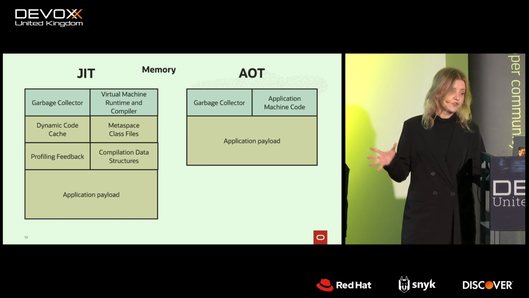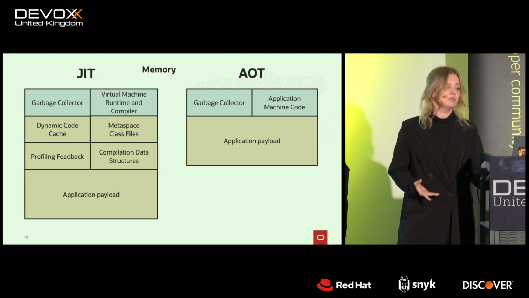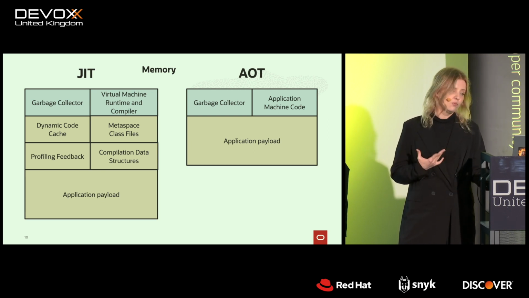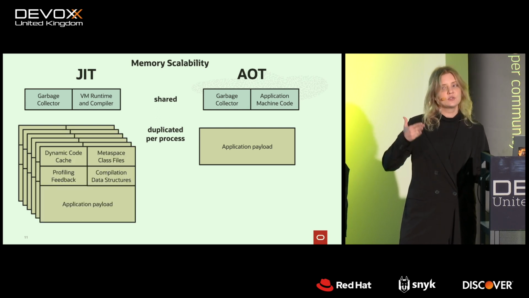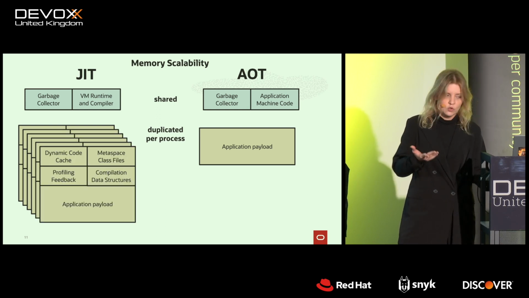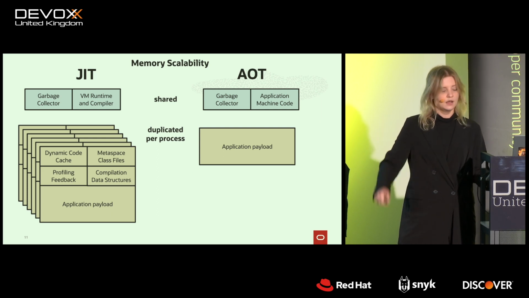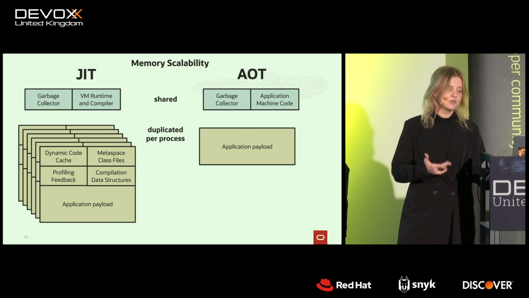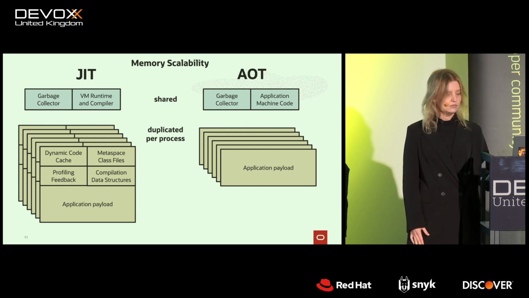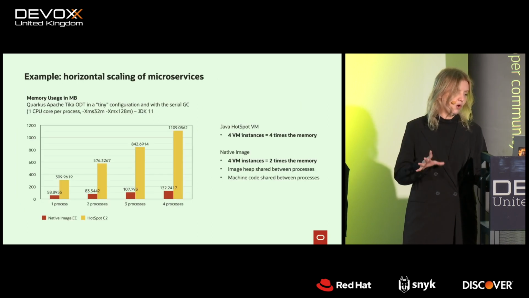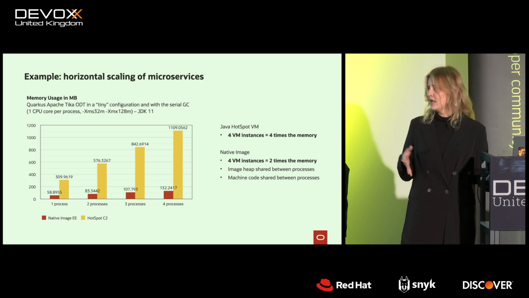And this gets even more interesting if you want to scale such an application. So let's say we want to scale by adding more instances of each. On the JVM, you would need to scale memory by adding more memory for all those components. While if you want to scale in the native image mode, you would need to scale for the application payload itself.